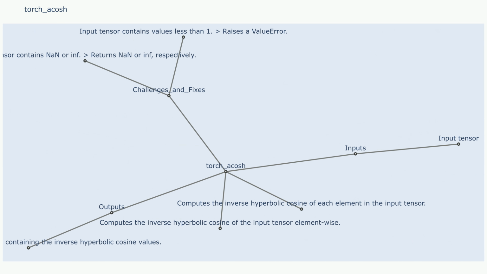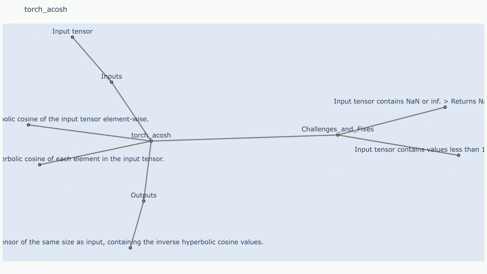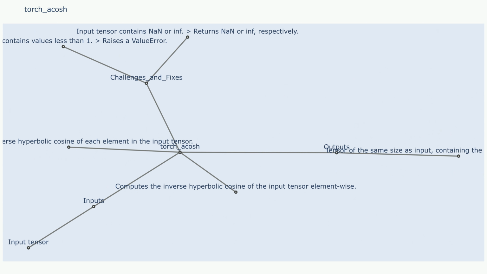Steps. Step 1: for each element in the input tensor, the function calculates the inverse hyperbolic cosine using the mathematical formula acosh(x) = ln(x + sqrt(x^2 - 1)). Challenges and fixes. Challenge 1: input values less than 1. The hyperbolic cosine function has a domain of x >= 1. If the input tensor contains values less than 1, the function will return NaN (not a number) for those elements.